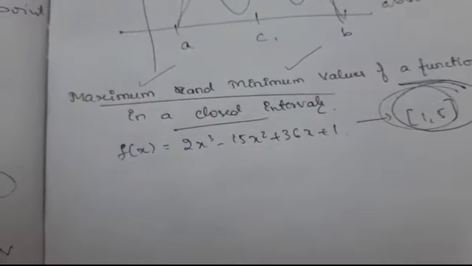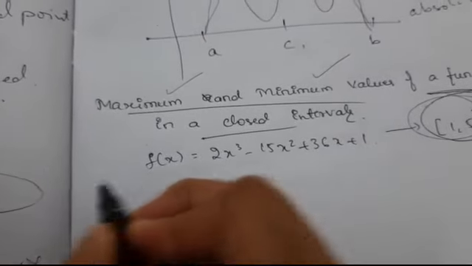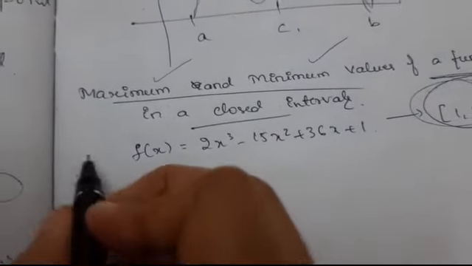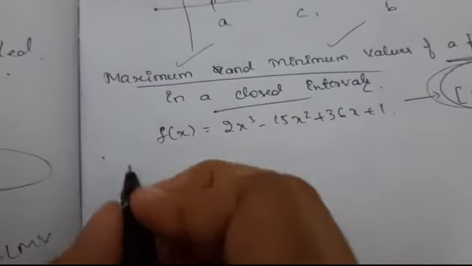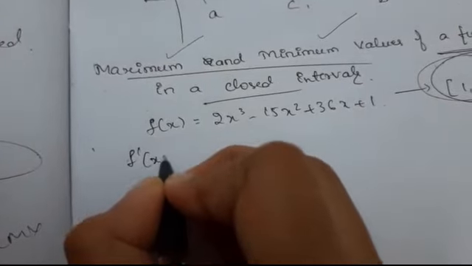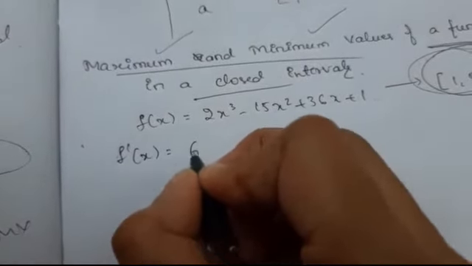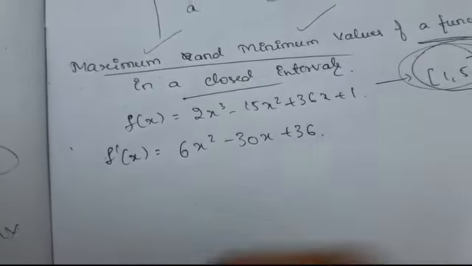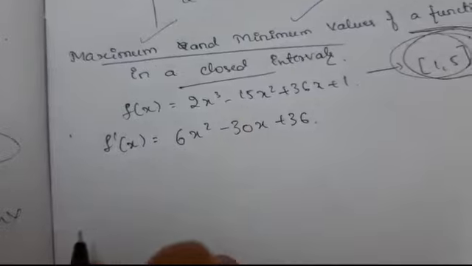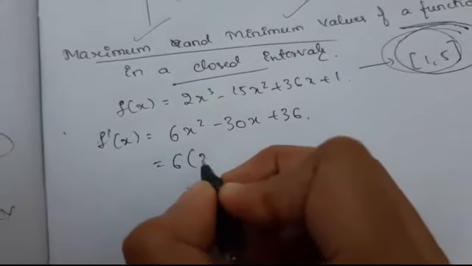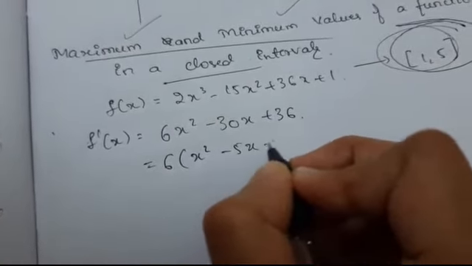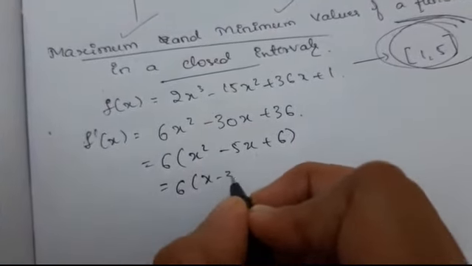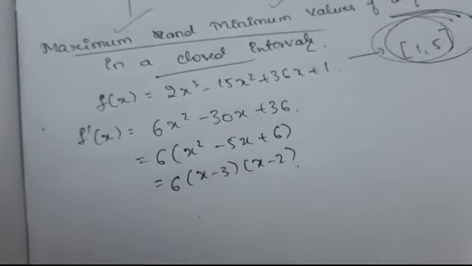The steps are the same as the usual steps we follow in the second derivative test, and they apply as they are. So first I am finding f dash of x. So what is that f dash of x? 6x square minus 30x plus 36. So this is our f dash of x. If I take 6 common outside, I get x square minus 5x plus 6, and if I factorize this, I am going to get x minus 3 into x minus 2.